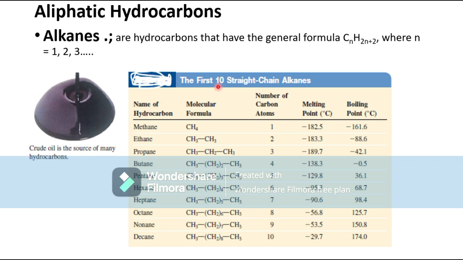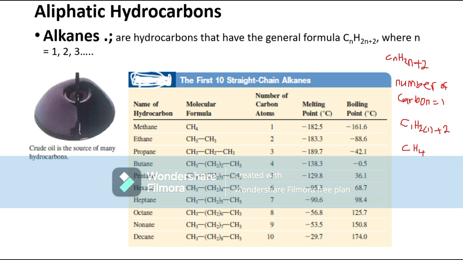So we have the first 10 straight chain alkanes, which include methane. Methane is the simplest form of alkane. So it has the molecular formula CH4, which is derived from the general formula as we have here. So let's take, for example, methane, being the simplest of the functional group of alkane, using the general formula CnH2n+2. We have this formula here.